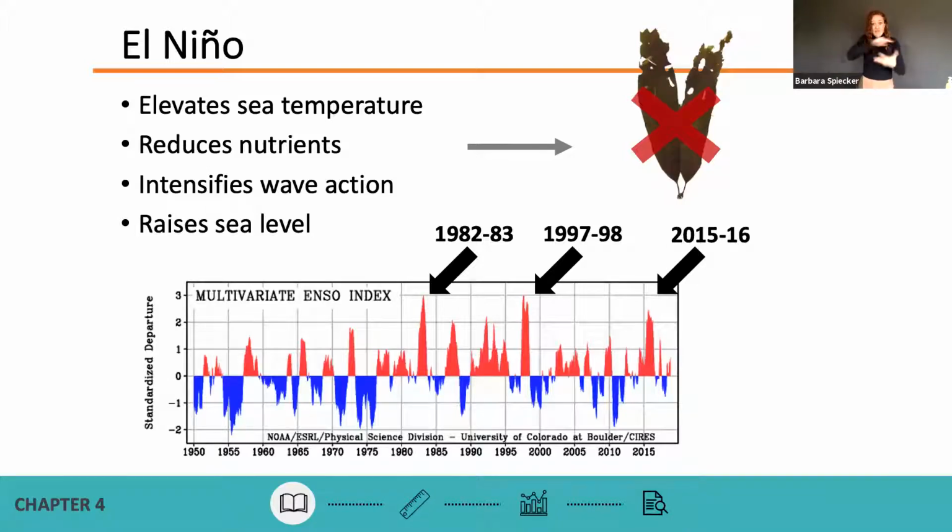El Nino events also reduce nutrients, as well as intensify wave action and raise sea level, all of which have a very destructive effect on kelp communities and reduce their populations. There are 3 major severe El Nino events in recorded history, one in 1982-83, one in 1997-98, and one in 2015-2016, shown on the figure here.